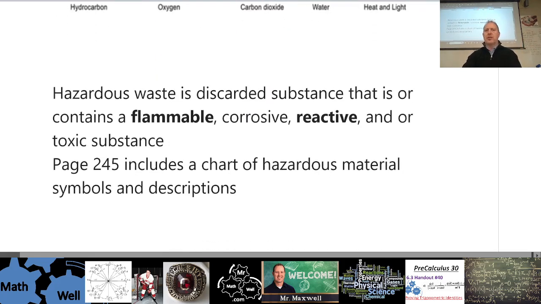Hazardous waste is a discarded substance that is or contains a flammable, corrosive, reactive, or toxic substance. So hazardous waste is discarded substances that are flammable, corrosive, reactive, or have a toxic nature to them. So on page 245 in your textbook, if you're looking that up, we do have a chart of hazardous materials, their symbols and descriptions. So let's just pause for a second and take a look at that.